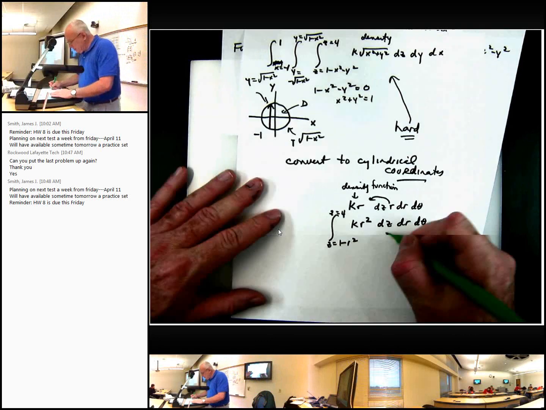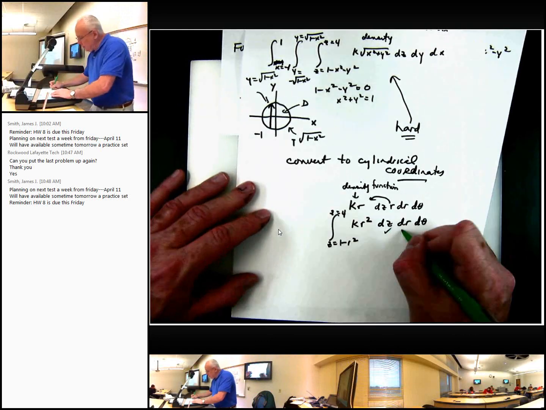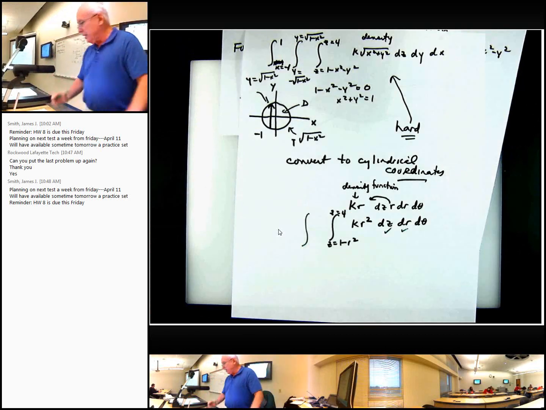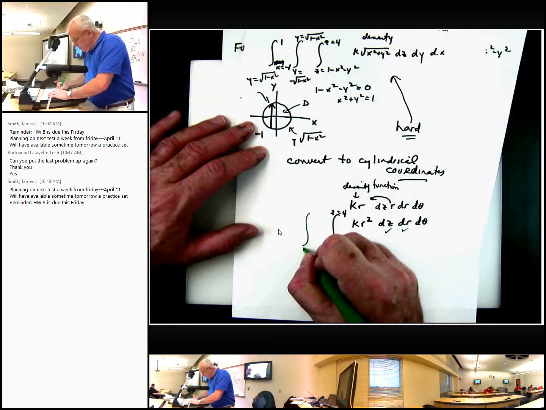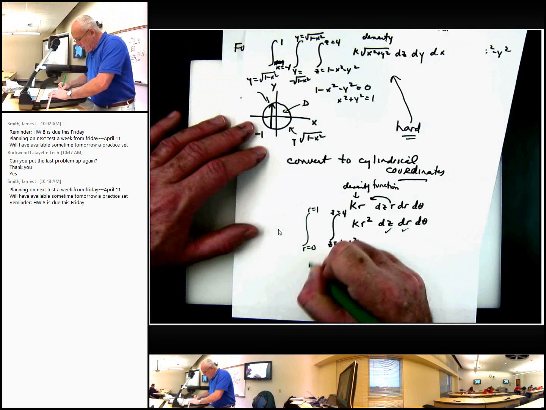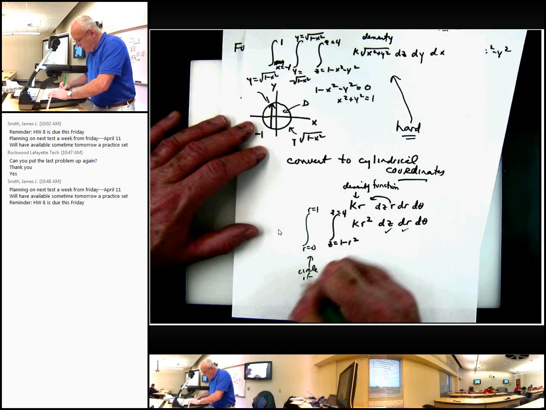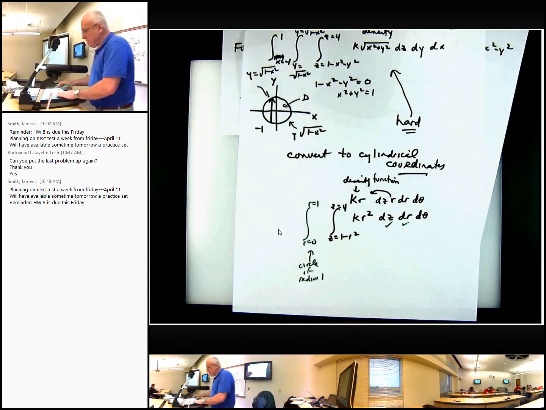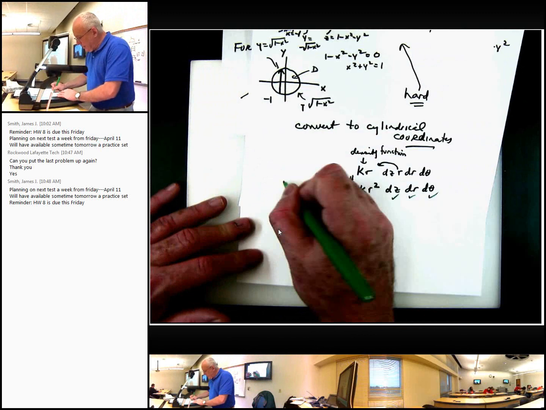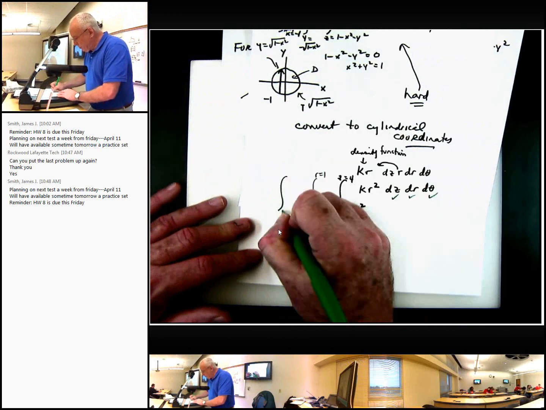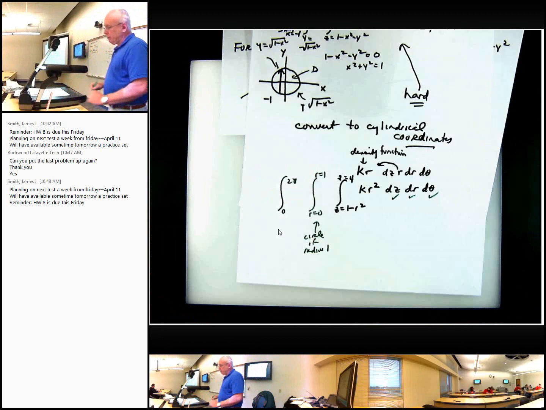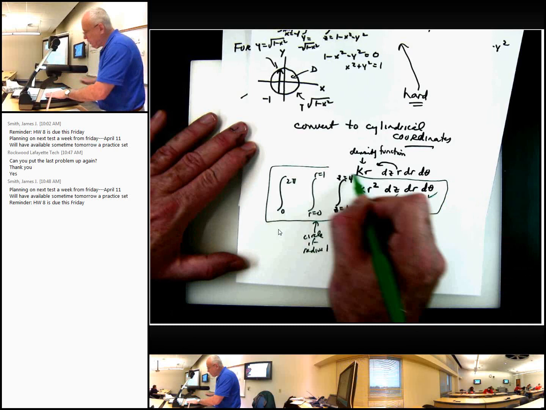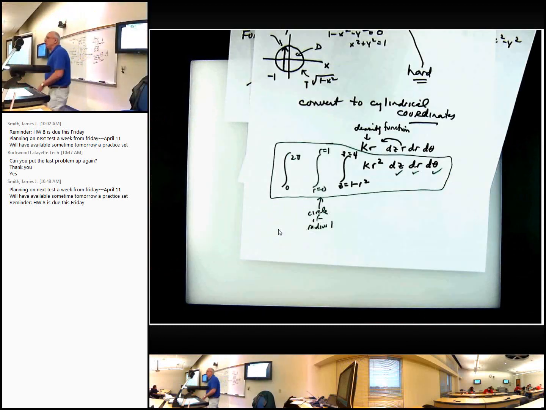So that's our z taken care of. Now let's look at our r. Well, we're integrating over a circle of radius 1, so r is going to go from 0 to 1. And then finally we need to do our theta, and our theta is going to go all the way around from 0 to 2 pi. So right there is our integral that we now need to evaluate.